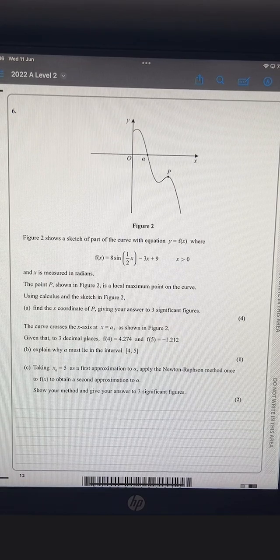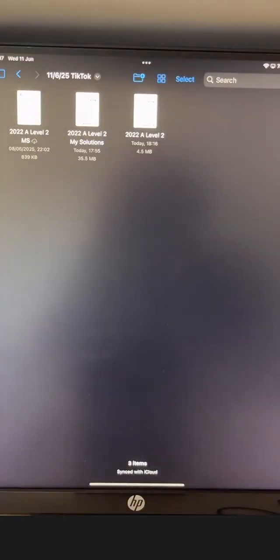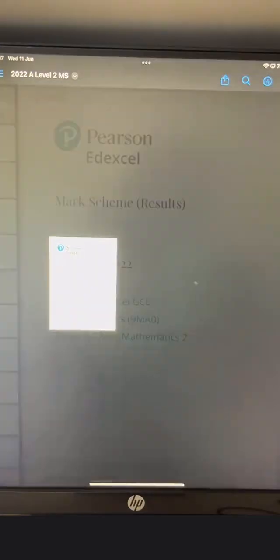So for this question, are you talking about, Owen? Question 6? So for this one, it's just differentiation, right? So figure 2 shows a sketch of part of the curve with question 5. All right. So let me check what the mark scheme says. Actually, I've got the mark scheme on here. That's my solutions. So mark scheme question 5.